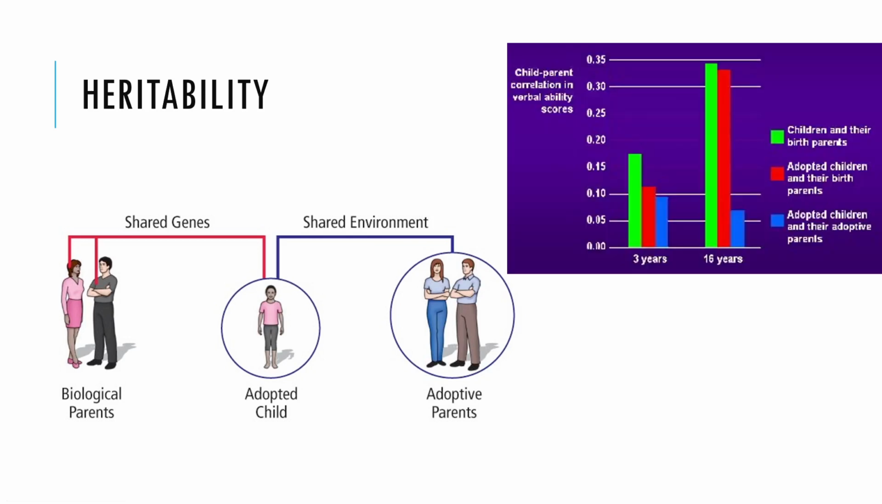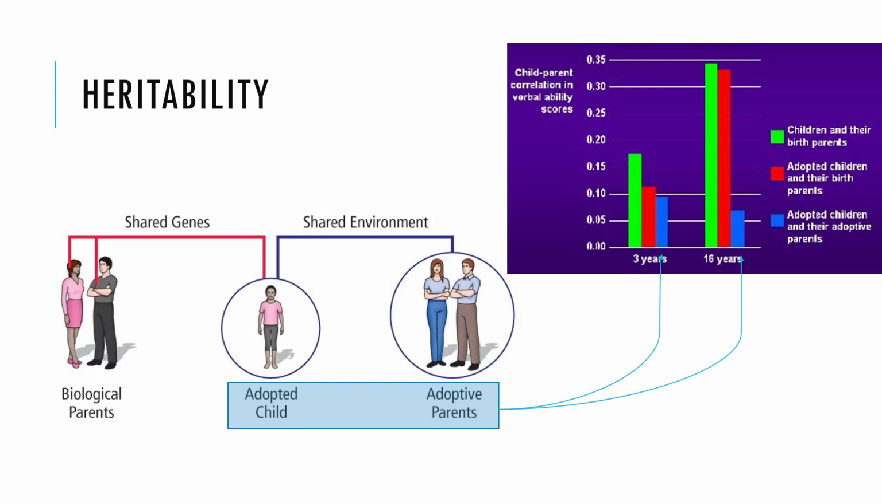All right, so here's a chart that reveals the results of a study where they looked at children who were adopted or not at the ages of 3 years and 16 years. On the y-axis is the correlation between the child and whichever of their parents we're making the comparison with on verbal ability scores, which is one measure of intelligence. All right, so just to try and make it a little simpler, I tried to color code things.